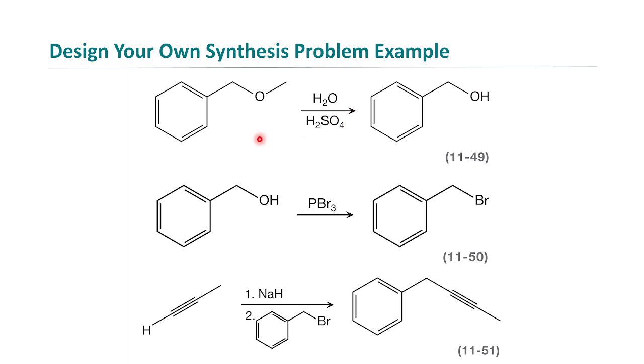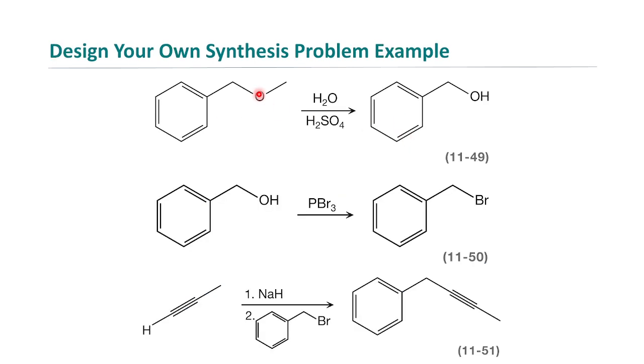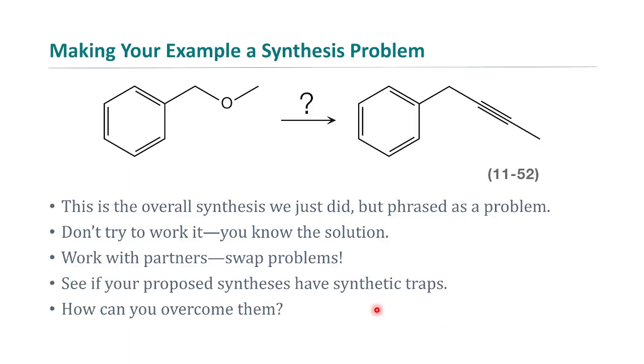So here we have your own synthesis problem and examples of how you can do that. Here we have this step that's going to give us our alcohol from our ether. Here we have the alcohol going to the bromine. And over here we have these two doing an alkylation. So let's go ahead and look at a synthesis then. We have this as our starting material, going to that, which is our final product. The overall synthesis we just did, but we can now phrase it as a problem. So now we're asking, how would you do that synthesis?